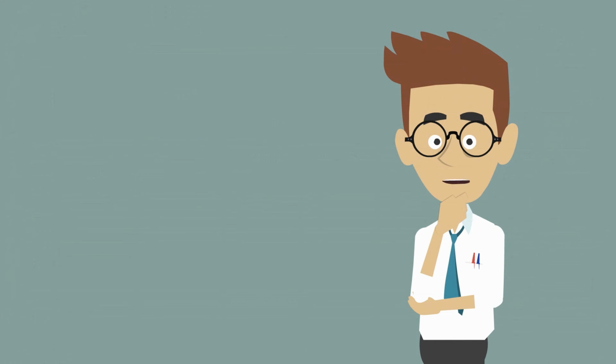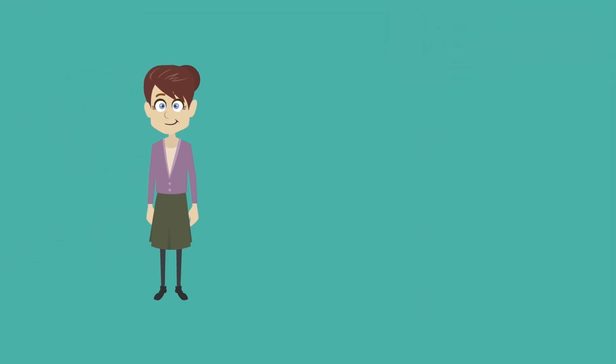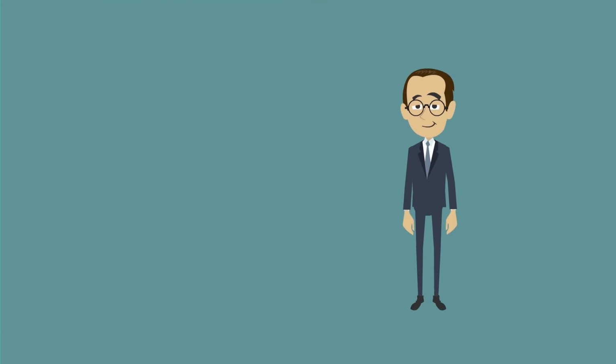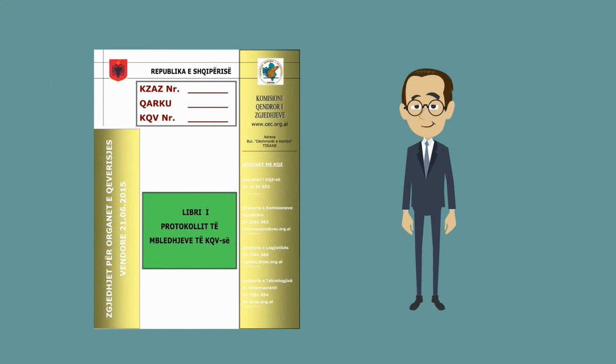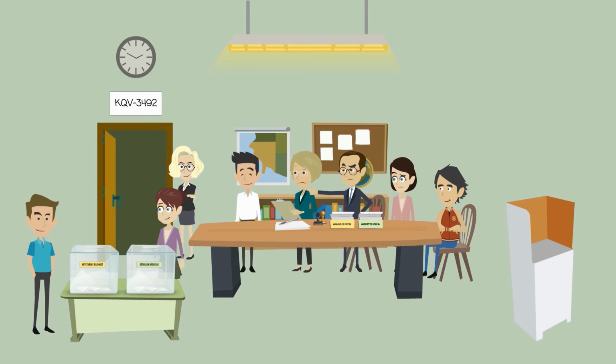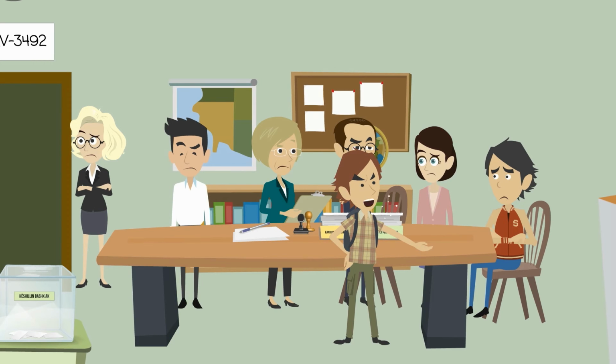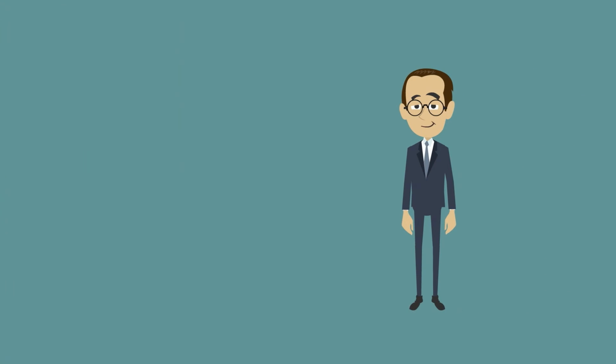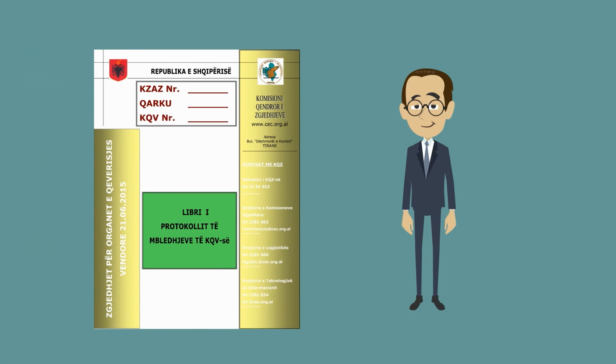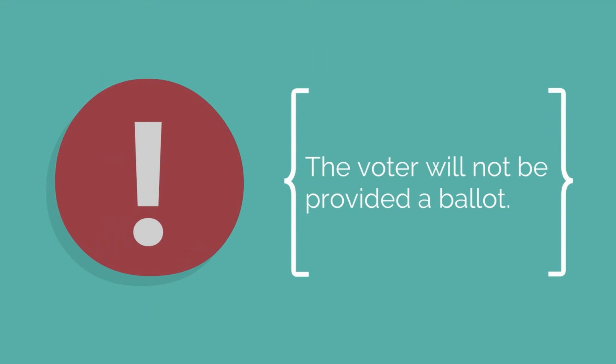Now, there are still a few more situations that may arise during the day that the VC Commission must know how to deal with. Let's look at those now. What if a voter is already inked? If a voter is already inked, the secretary must record her identity details in the meeting book. The voter is not allowed to vote, and she must leave the voting center. What if a voter refuses to be inked? In such cases, the secretary should record the incident and the voter's identity details in the meeting book. The voter will not be provided a ballot.